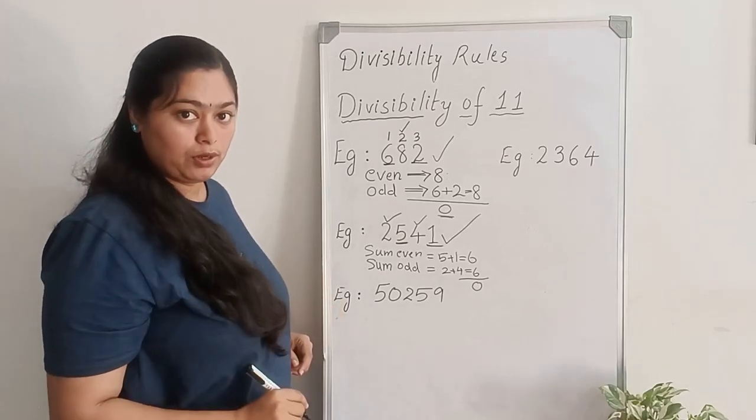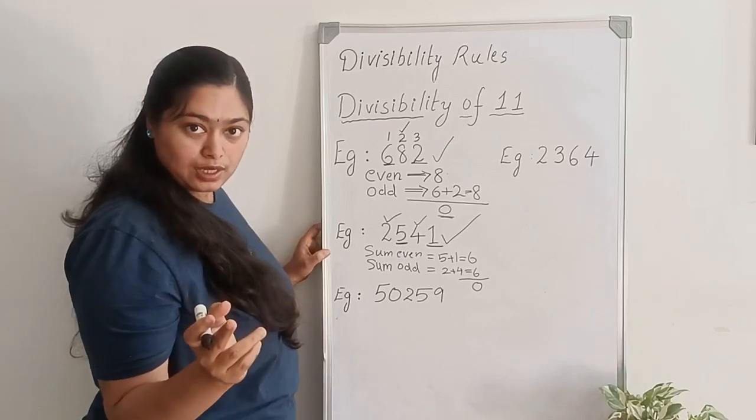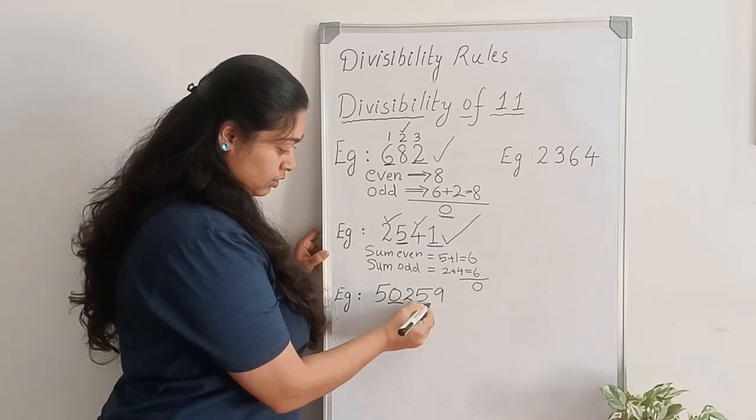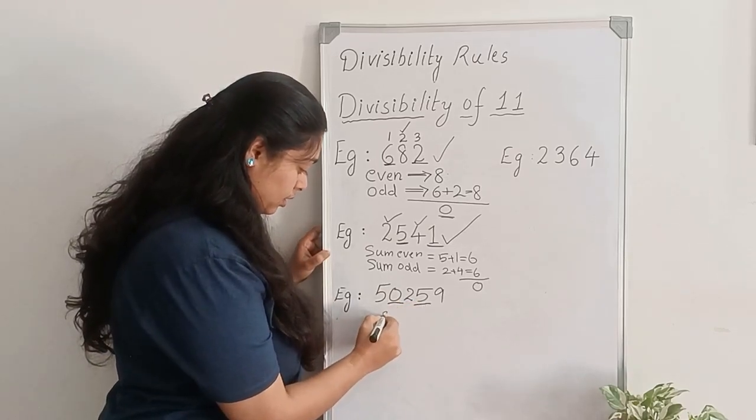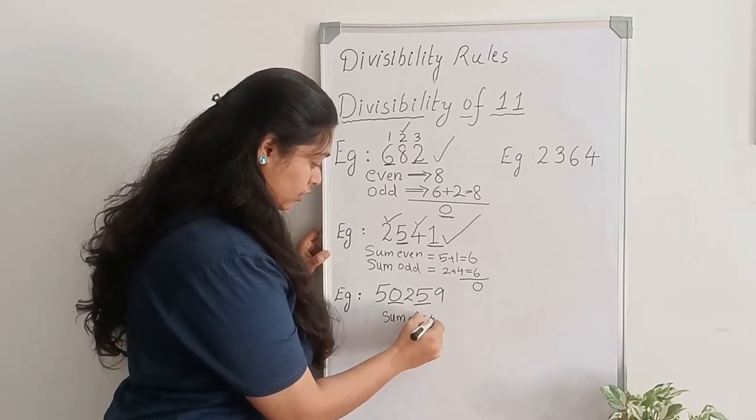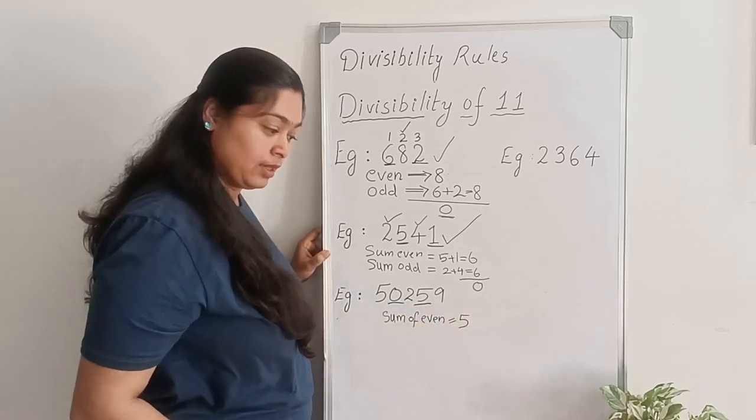Let's look into one more example, and this time I have taken a 5-digit number. So let's look at the even digits first. This is the second position number, this is the fourth position number. So let's add them. The sum of the even digits is equal to 0 plus 5, which is 5 itself.